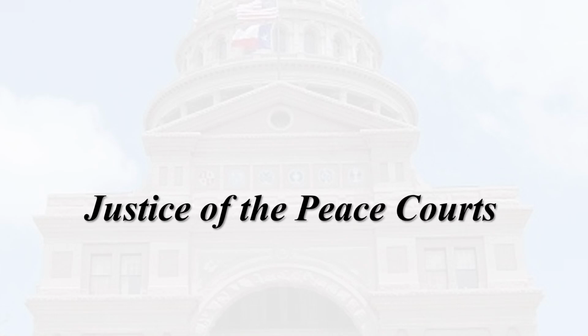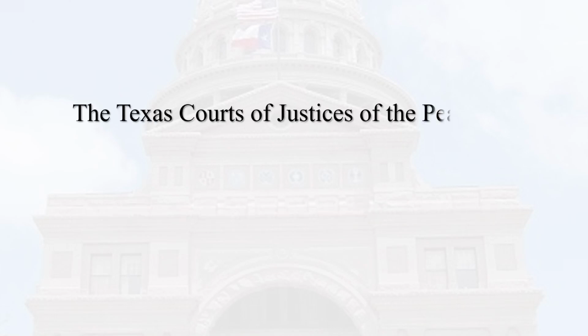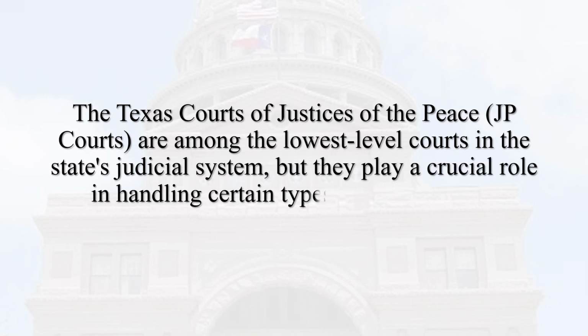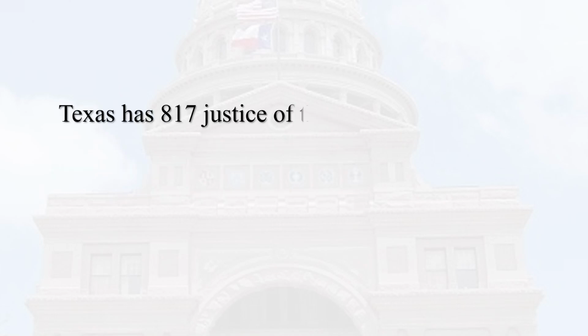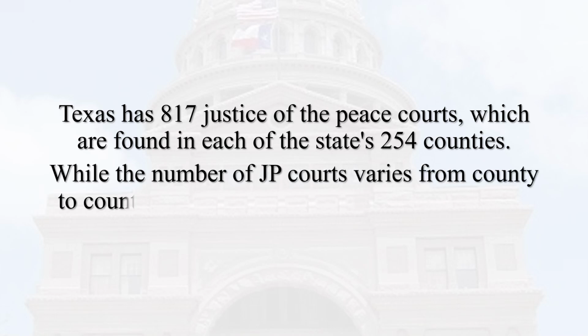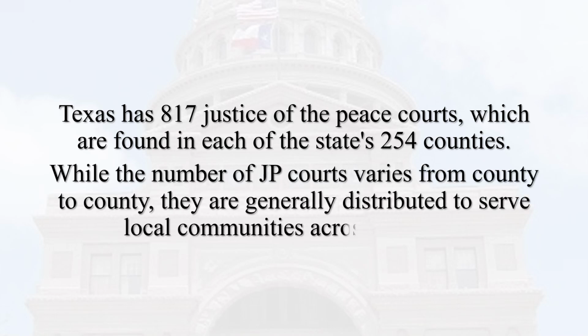Justice of the Peace Courts. Texas Courts of Justices of the Peace, or the JP Courts, are among the lowest level courts in the state's judicial system, but they play a crucial role in handling certain types of legal matters. Texas has 817 Justice of the Peace Courts, which are found in each of the state's 254 counties. While the number of JP courts varies from county to county, they are generally distributed to serve local communities across the state.